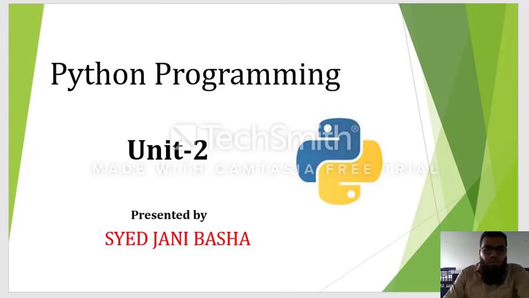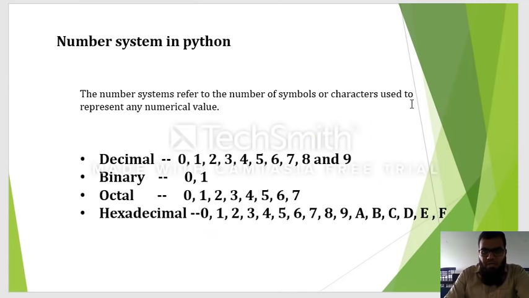This is a concept which we have already learned in C programming. The general number systems that we know are decimal, binary, octal, and hexadecimal. Here in Python we use the same kind of number systems. The decimal number system starts from 0 to 9, so it has all the numbers 0, 1, 2, 3, 4, 5, 6, 7, 8, 9. In the binary number system we follow only two values, 0 and 1.